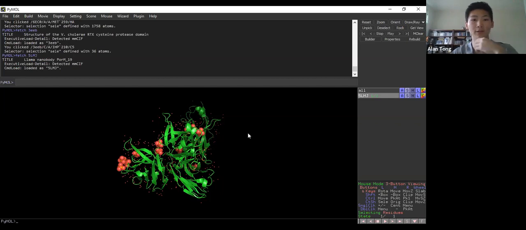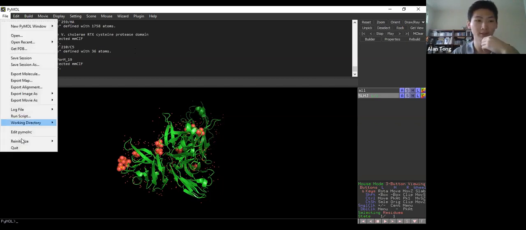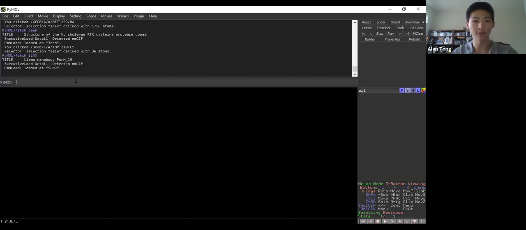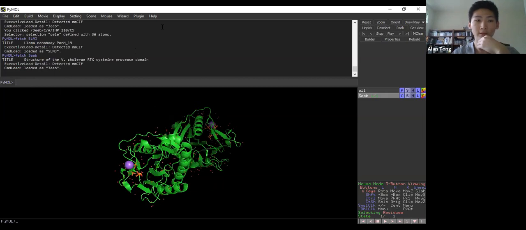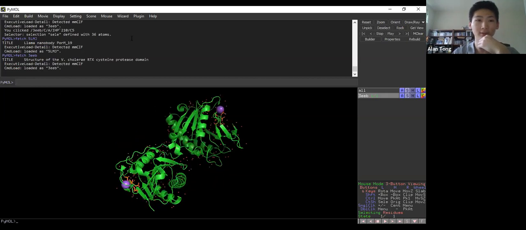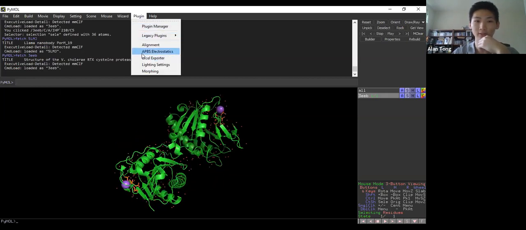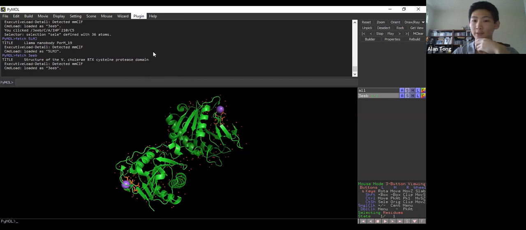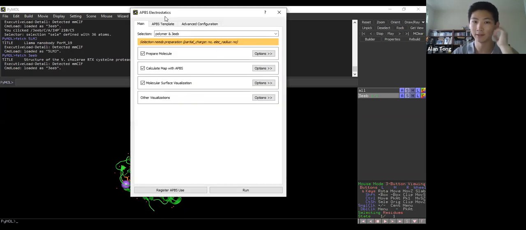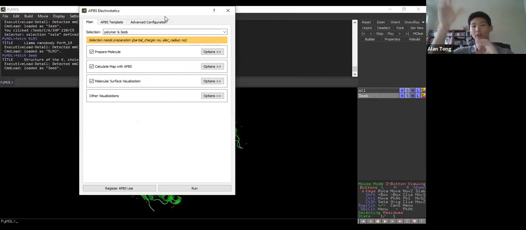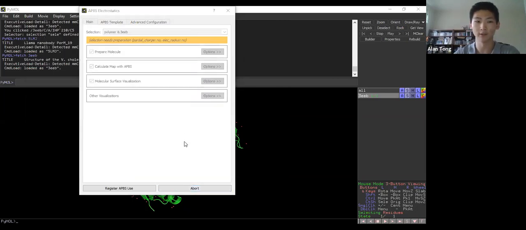PPI, protein-protein interactions. So that actually kind of gets into what I was wanting to go to next. Let me go back to 3EEB. There's actually a thing you can do in the plugin, APBS electrostatics. What that does is it calculates the positive and negative charges on your molecule, right? So let's just run this, and hopefully it'll run while we're talking.